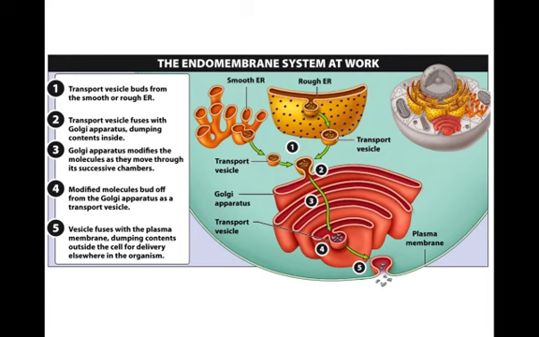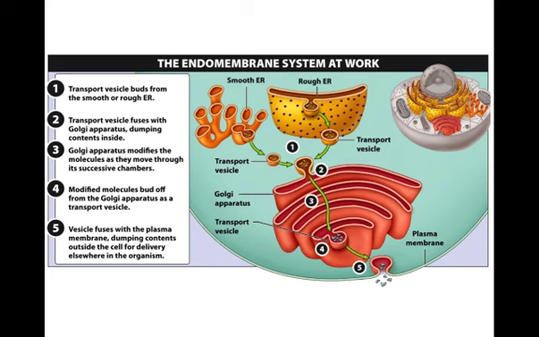All right, so here's another look at the entire endomembrane system. So you can see, we can start at number 1. Our transport vesicle buds from the smooth or the rough ER. When we're talking about the rough ER, again, we're talking about proteins. If we're talking about the smooth ER, we're talking about lipids. So the rough ER releases its proteins through a transport vesicle. The smooth ER releases the lipids through a transport vesicle.